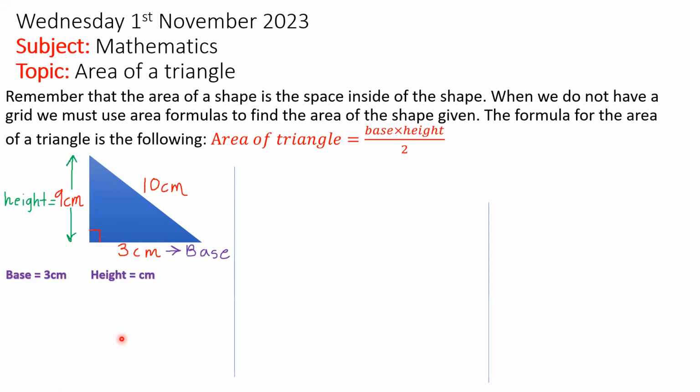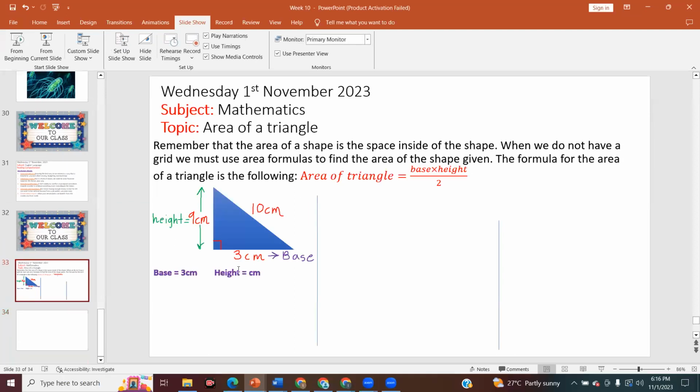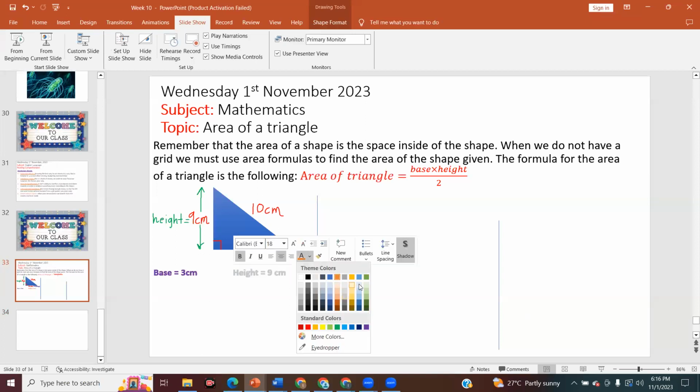Thank you, I understand. Good. So the height is going to be 9 centimeters. Okay. So 9 centimeters, that's what the height is. So the height is 9 centimeters.